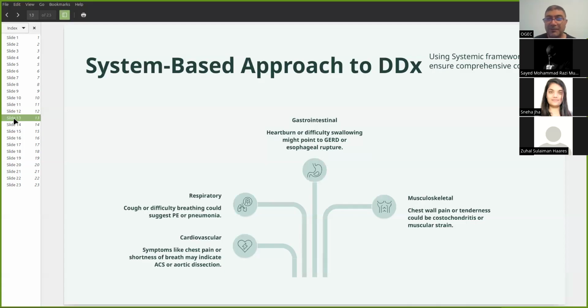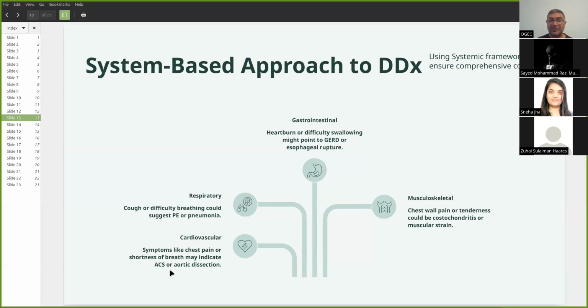So for that, to come up with a differential diagnosis, we should use a system-based approach. Based on the clinical symptoms, we come up with the differential diagnosis, and we have to do it system by system. For example, in the cardiovascular system, there are symptoms like chest pain, shortness of breath. It can be acute coronary syndrome. It can be aortic dissection.